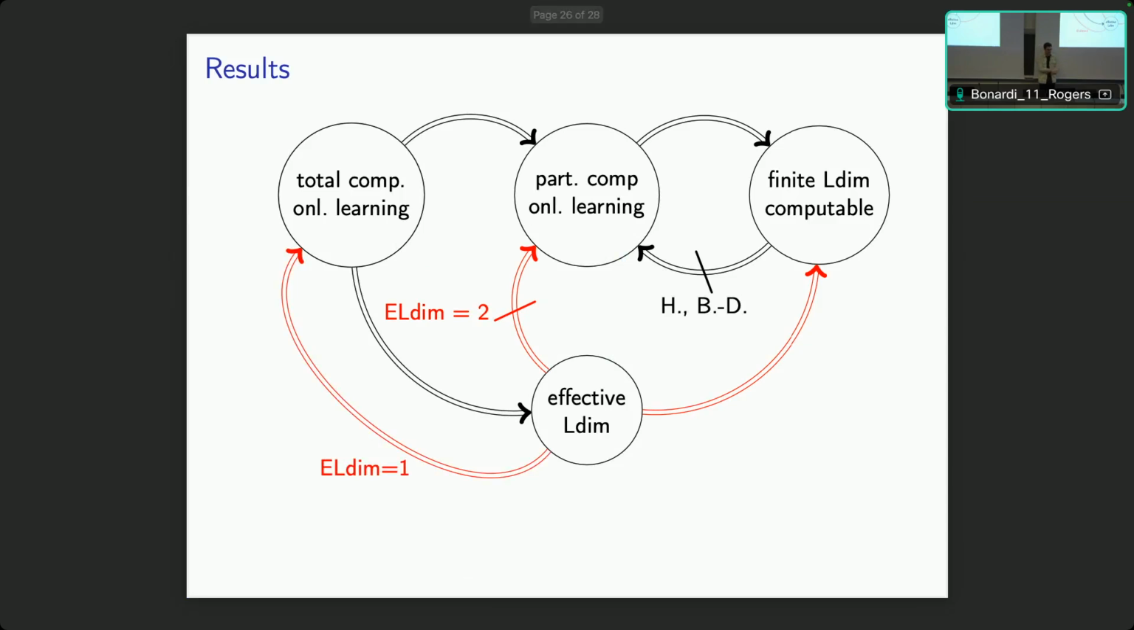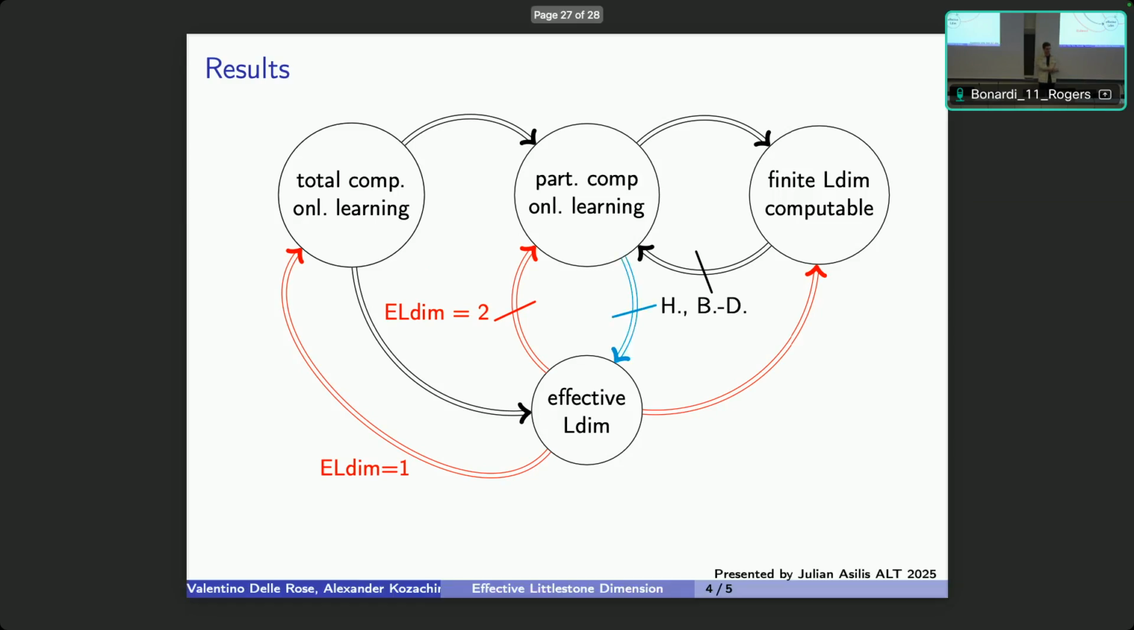One more result. In the special case in which your effective Littlestone dimension is 1, this actually does suffice for computable online learning. In fact, even in the strong sense of total computable online learning. Okay, so that's just for the special case in which your effective Littlestone dimension is 1.